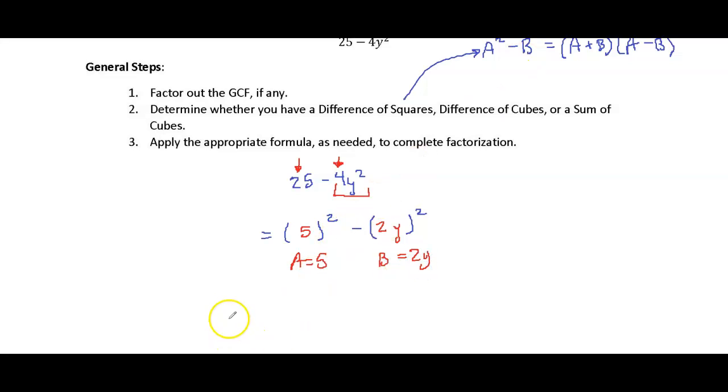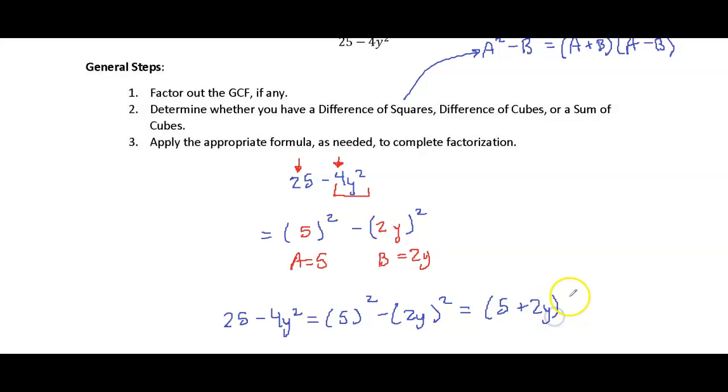So then using the formula, we can see that 25 minus 4y squared, which equals 5 squared minus 2y squared, will equal a plus b, 5 plus 2y, times a minus b, 5 minus 2y. And that's the factored form. So it turns out that this binomial was a difference of squares. That is all.